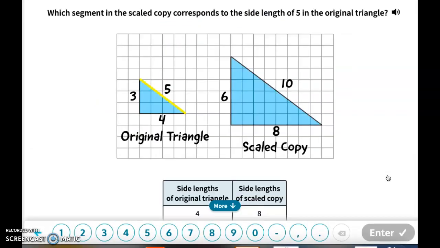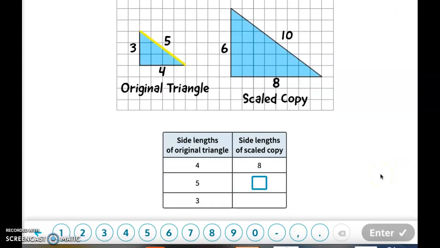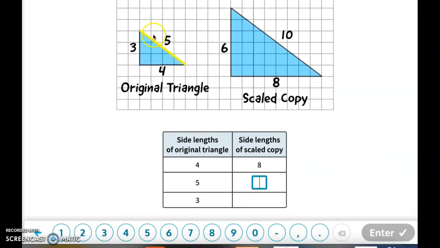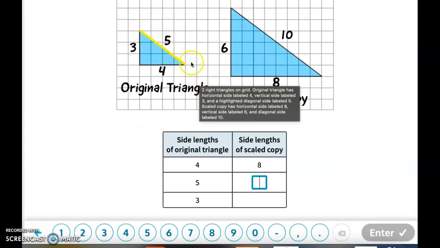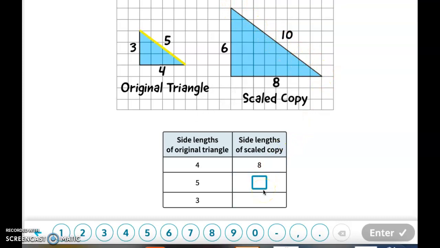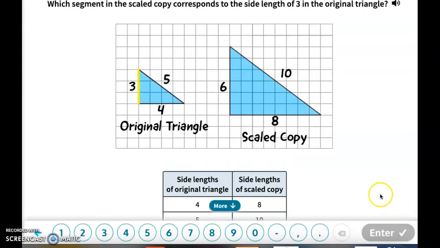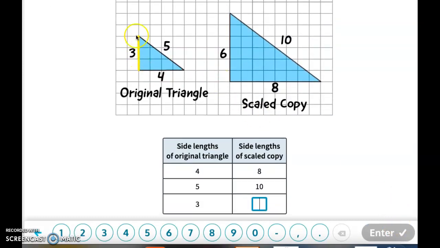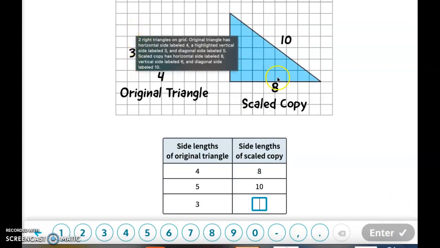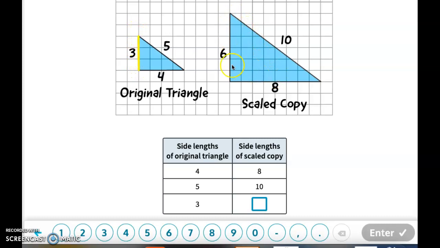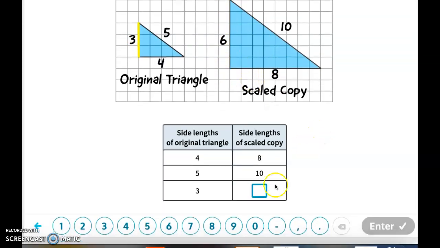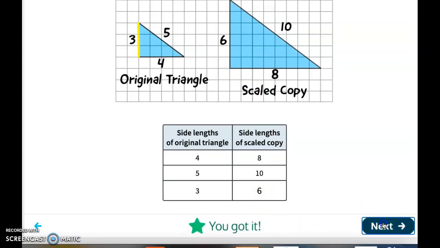Okay, so reviewing corresponding sides, we colored these last week, so this should be easy. The slanty side is going to match up with the slanty side, so that's 10. Great job! And the 3 up and down on the side is going to match with the 6 on this side. So right here is a 6. Enter. You got it! Yay us!